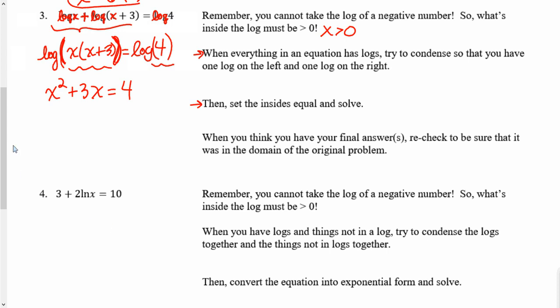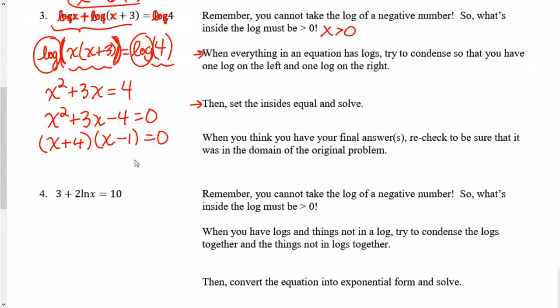Again, the only reason I could do this is because I had a log on both sides, so the insides were equal. This is a quadratic. To solve a quadratic, I like to get that equal to 0, and then I factor. So this is going to factor into x plus 4 and x minus 1. So my solutions will be x equals negative 4 and x equals positive 1.